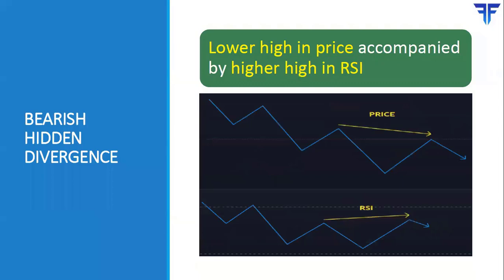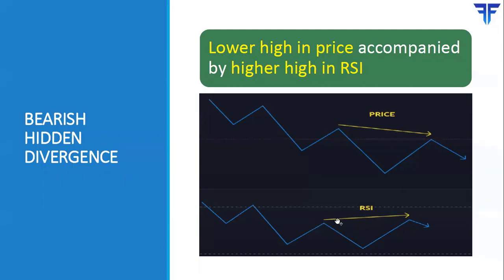Now, the opposite of that is a bearish hidden divergence. A bearish hidden divergence occurs following a decline in price. That is, you will see a bearish hidden divergence occurring in a downtrend. Now, this is the polar opposite of a bullish hidden divergence. So what happens in this case is that the price makes a lower high, which tells you that the downtrend is very much healthy and intact.